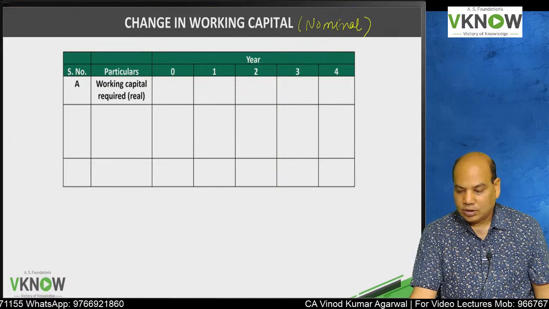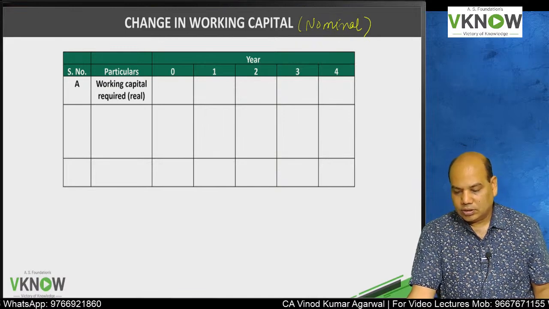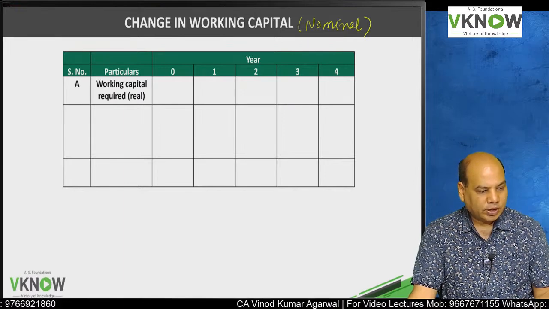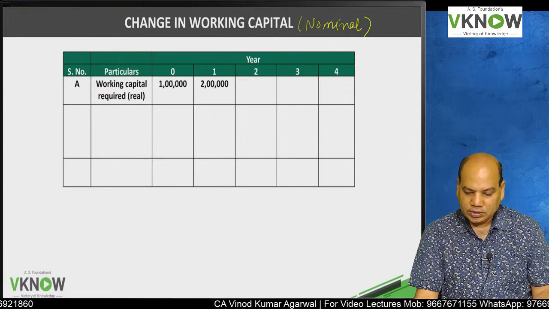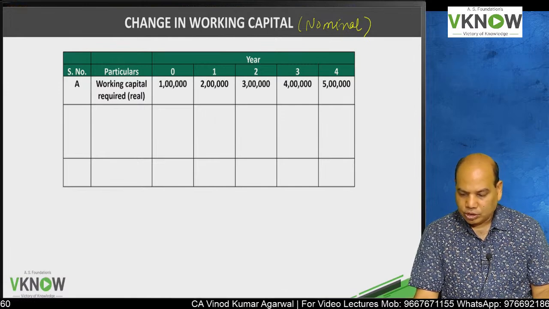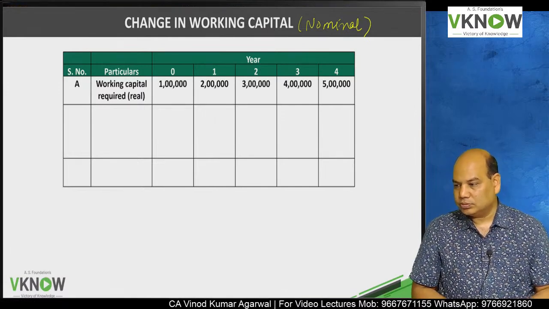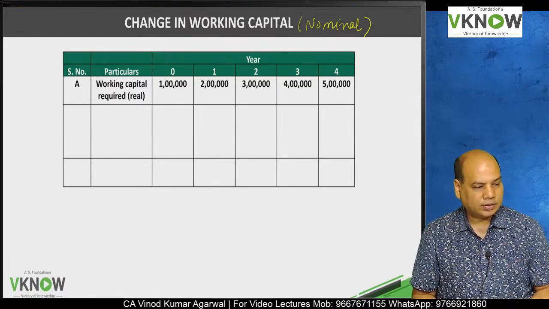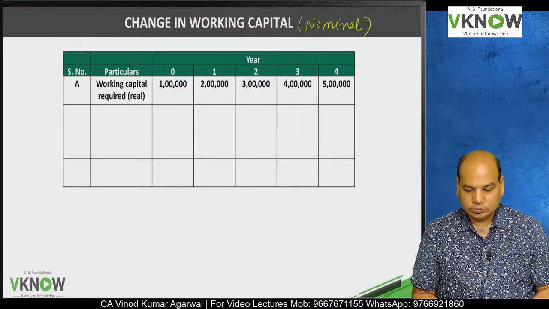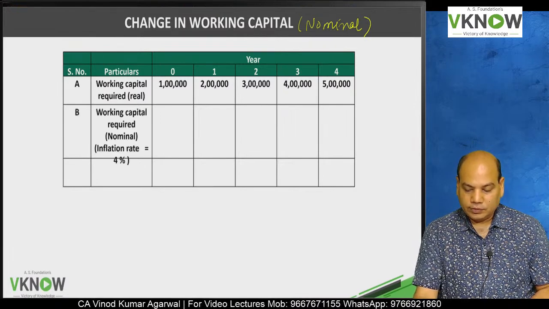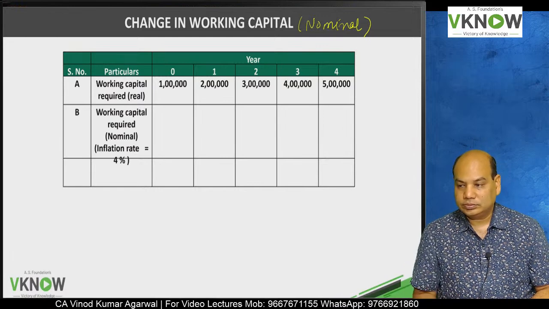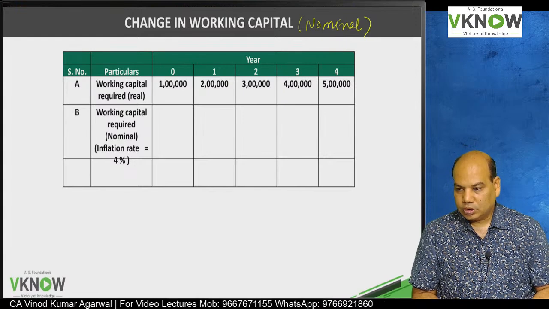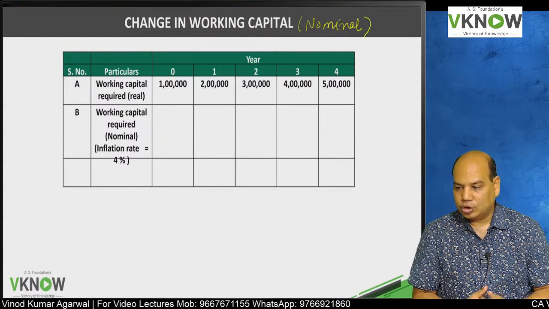Write down first here point A, working capital required real. Everybody look at the question book. Copy from the question book: 1 lakh, 2 lakh, 3 lakh, 4 lakh, 5 lakh. Then first we'll convert into nominal. Write down working capital required nominal.